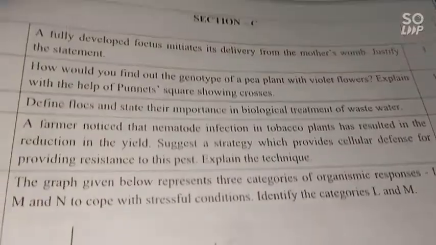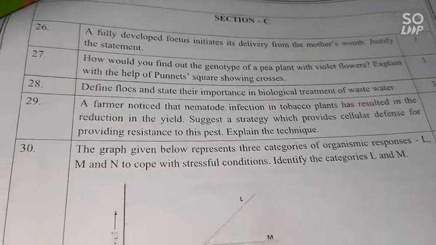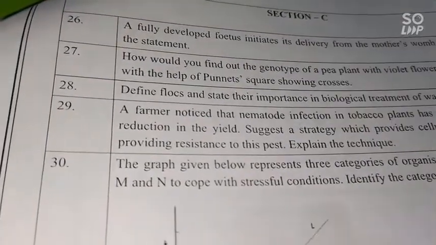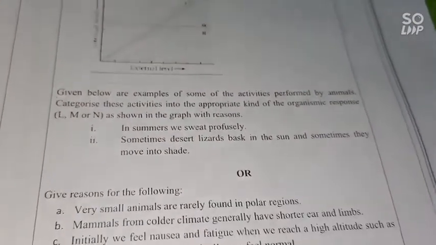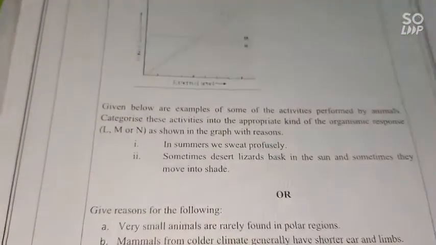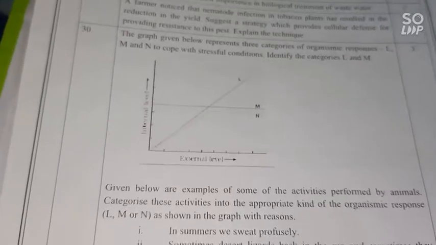Okay, coming to the next one, section C. In section C there are 5 questions you can see, starting from question number 26 to 30. Each question carries 3 marks and only 1 question has an internal choice given. You can download the paper from the cbse.nic website and go through the question paper pattern once. So this makes section C 15 marks.